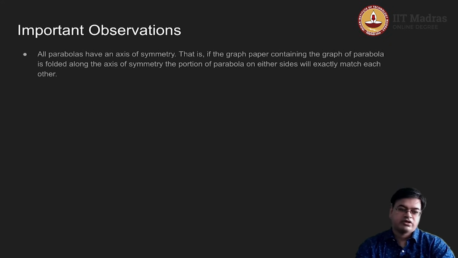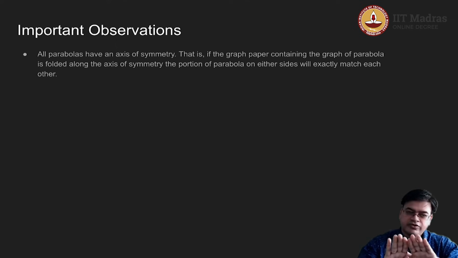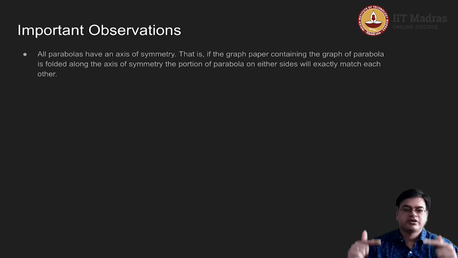So all parabolas will have an axis of symmetry. That is, if you take a graph paper containing the parabola and if you fold it along the axis of symmetry, the portions of the parabola on both sides will exactly match with each other. This is the beauty of a parabola. So now if I know how the parabola behaves on one side, I know how the parabola behaves on the other side of the axis of symmetry. It's a pure reflection of whatever is happening on one side.